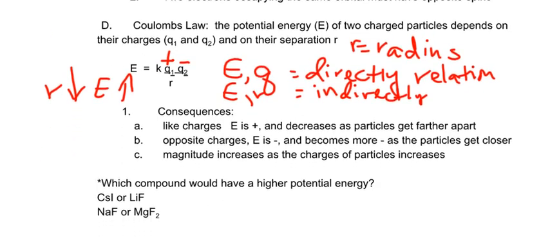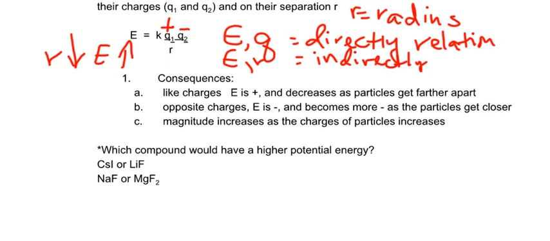So it says, which compound would have a higher potential energy, cesium iodide or lithium fluoride? If you look at your periodic table, what's the charge of cesium? +1. Iodide is -1, lithium's +1, and fluoride is -1. So the charges don't help me. So look at their radii. Cesium is a huge atom. Iodine is a huge atom, okay? So the distance apart is very large. R is large. Lithium fluoride, they're much smaller atoms, so your R is going to be much smaller, so the energy is going to be greater. So this is going to be your answer.